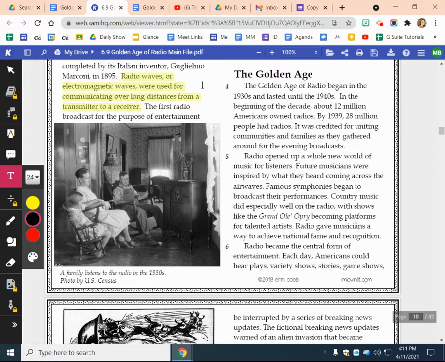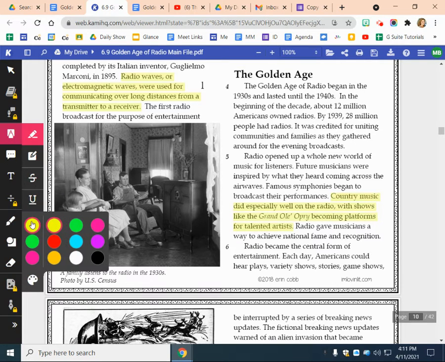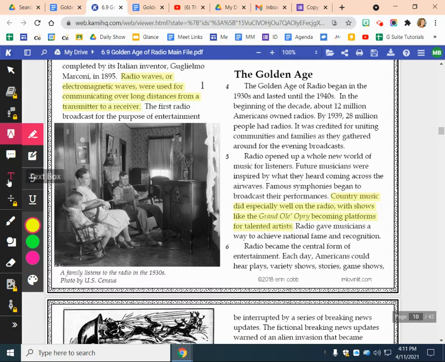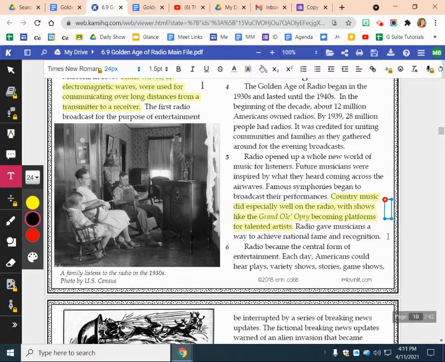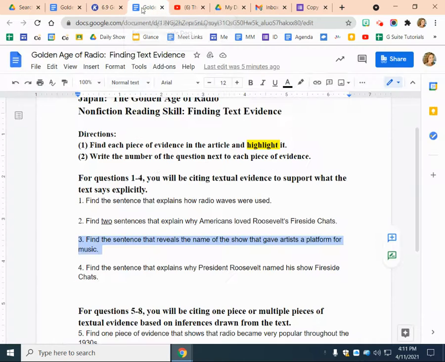There's that word, platform. So we're going to highlight that sentence. And the Grand Ole Opry is the title of the show. We're going to highlight that. And we're going to give that a number 3.